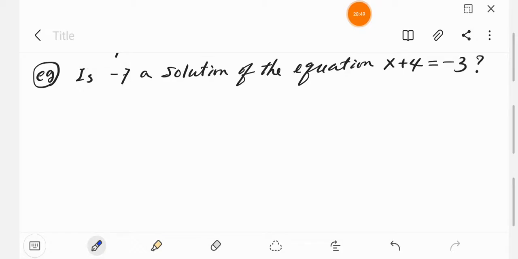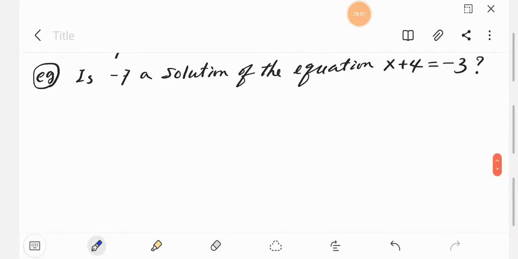All right, is negative 7 a solution of the equation x plus 4 equals negative 3? That means we have to check whether this equation is true. So let's plug in negative 7 for x. Replace this x with negative 7 and then add these two numbers.